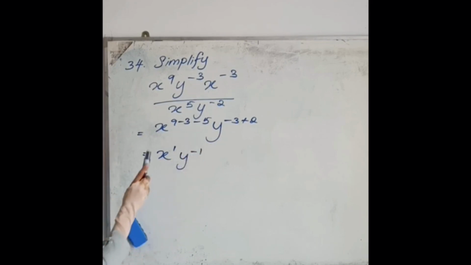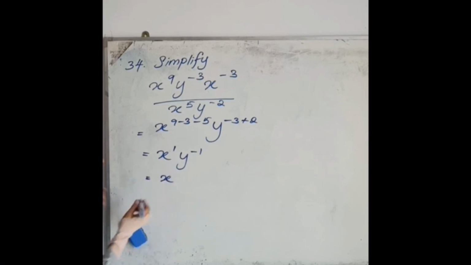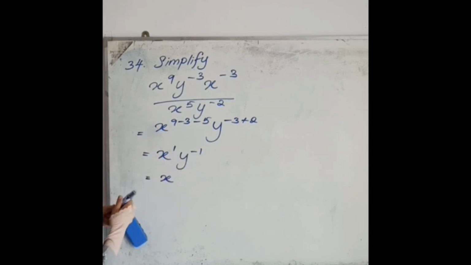So x to the power of 1 is not complete. So we have to change it to x only without power. Okay, so y to the power of negative 1 means per y. So we can put y here. Okay, the answer is x per y.